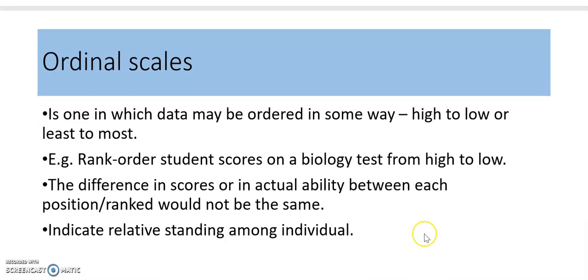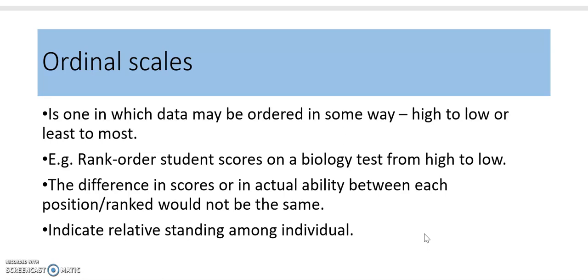Next is ordinal scales. Ordinal scales are those where data may be ordered in some way, high to low or least to most. So you can see some type of order in the scale. For example, you have the order of student scores on a biology test from high to low. Let's say you want to describe the students' results. You use 1, 2, 3. So 1 shows from 0 to 30%.